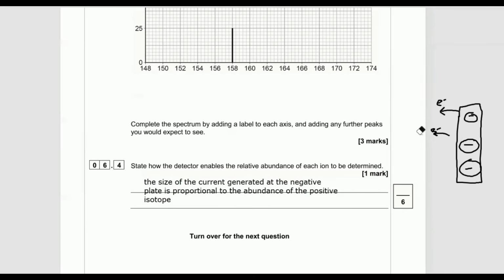So for instance, we could muck around and say that's 2 amps. Well, if we double the abundance of this positive isotope, we then double the current. So, oh, it's gone up to 4 amps. Okay, lovely.